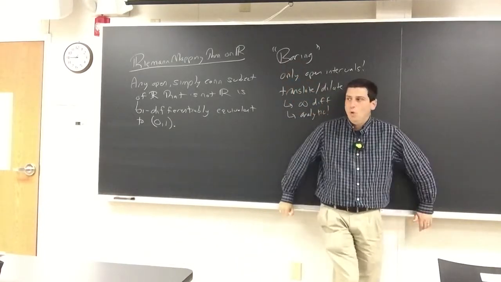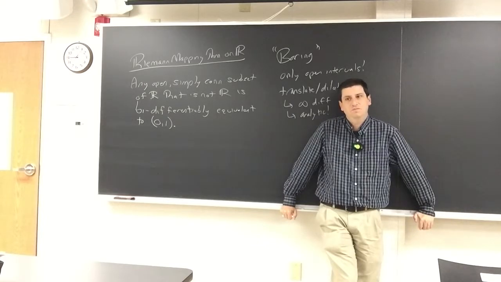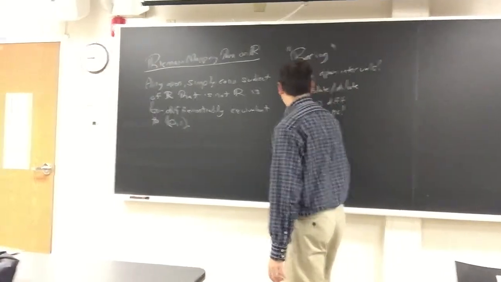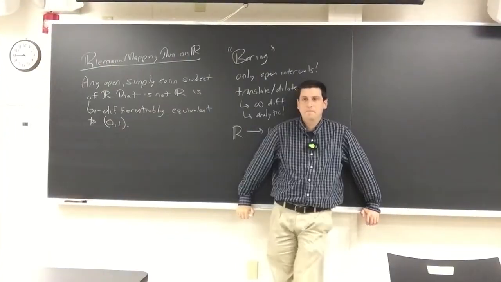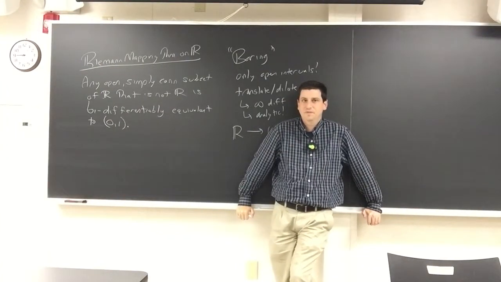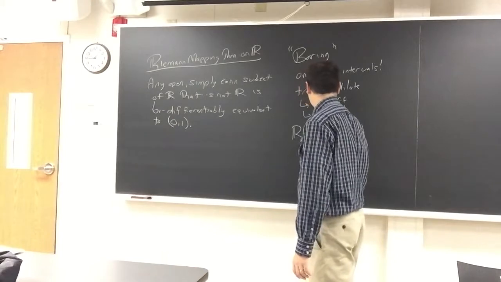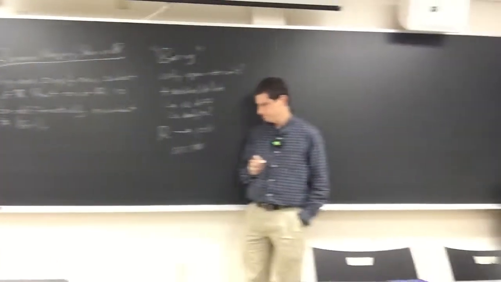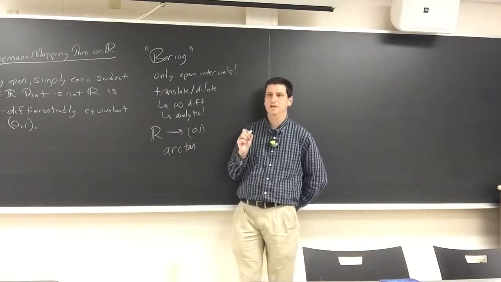What if we dropped the condition that it had to be a proper subset of R? What if it was all of R? Let's say now we want to map R to (0, 1). Maybe inverse tangent. Inverse tangent is, I think, the good one to do here.